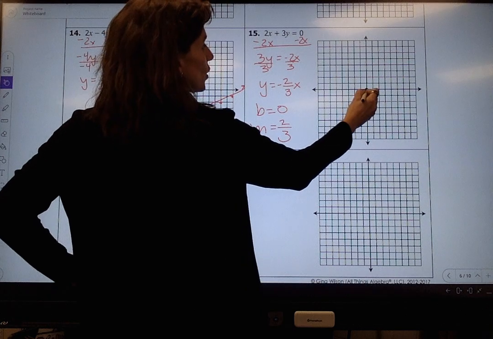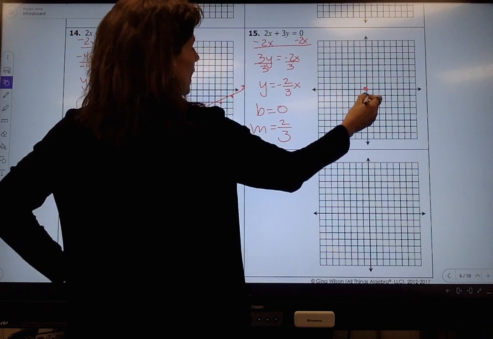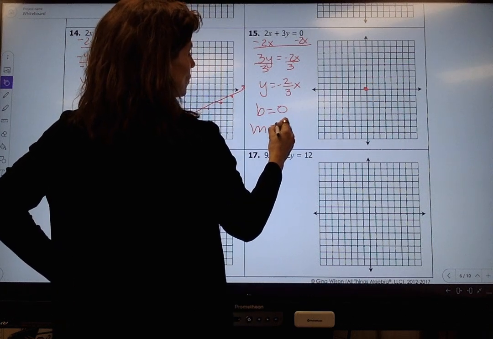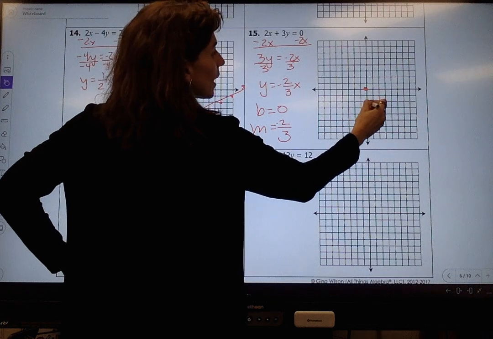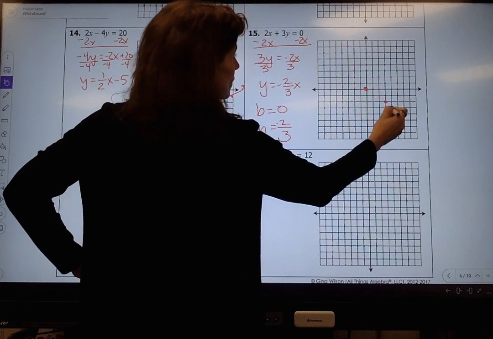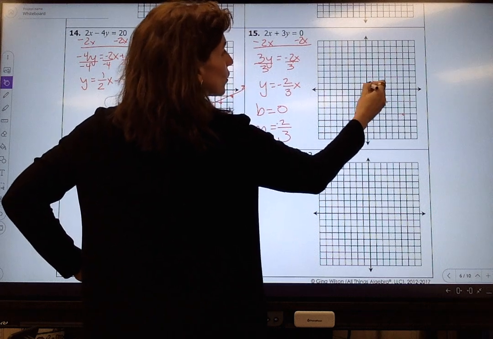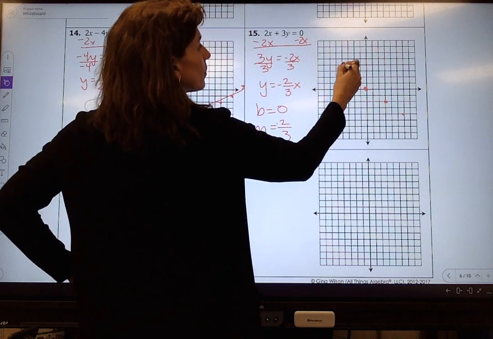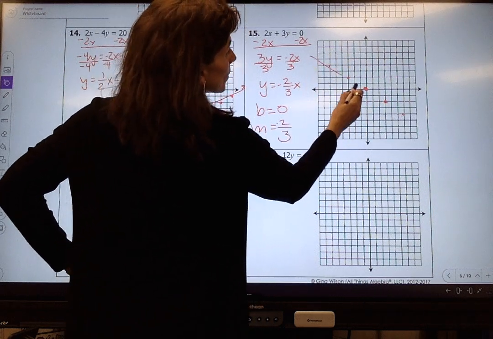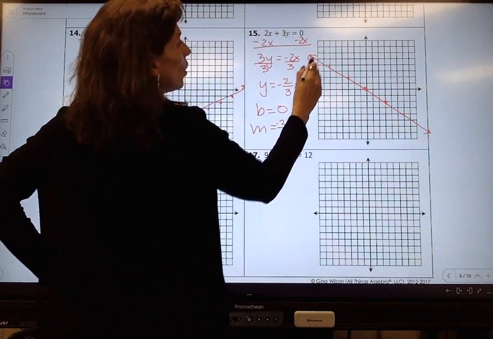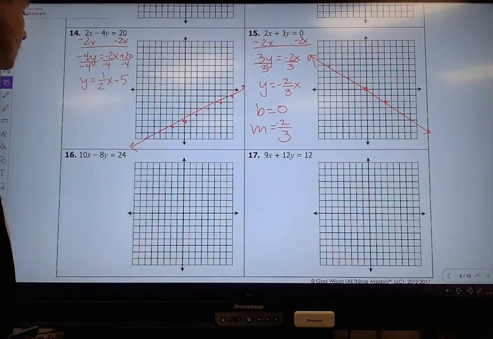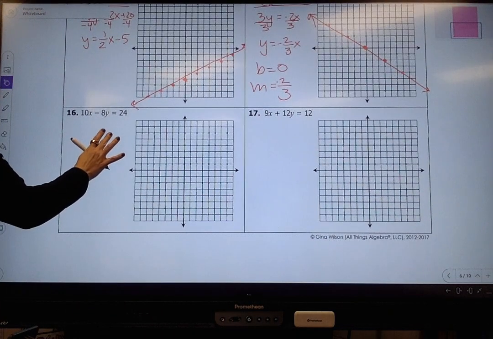So I'm going to start at the origin. And now slope is negative 2/3. Sorry, caught it. Now I'm going to go down 2 over 3, down 2 over 3. And then I'm going to reverse it and go up 2 over 3, up 2 over 3. And then I'm going to take my line all the way through the quadrants, arrows on both ends. Okay, let's look at 16.